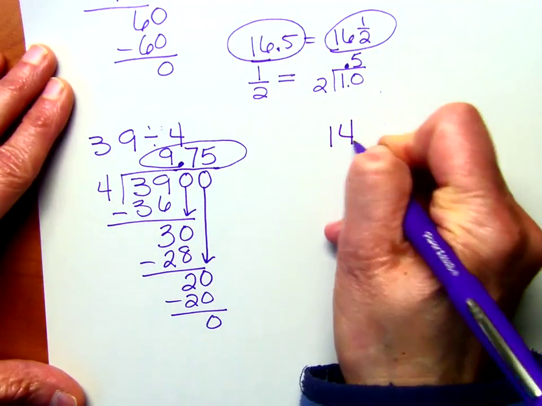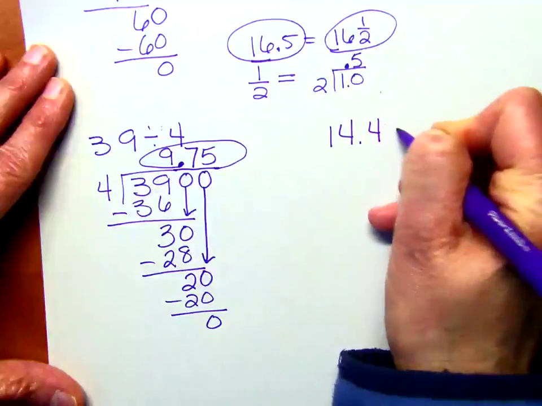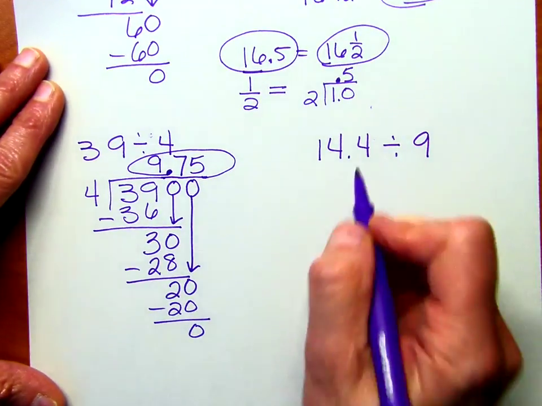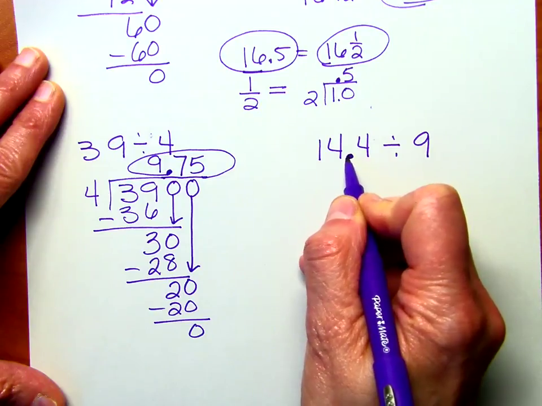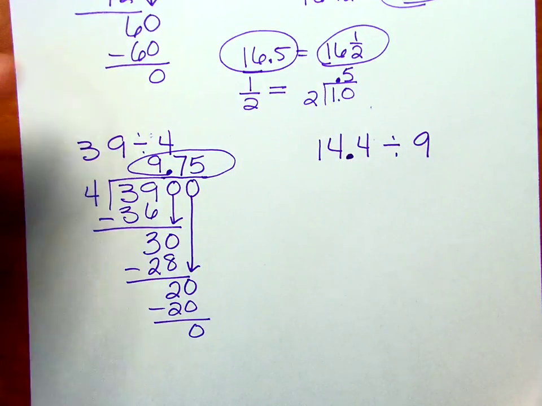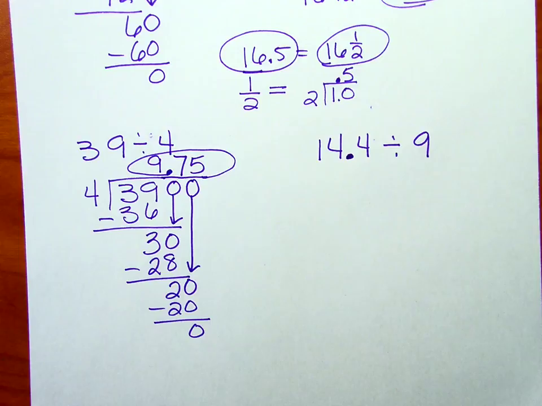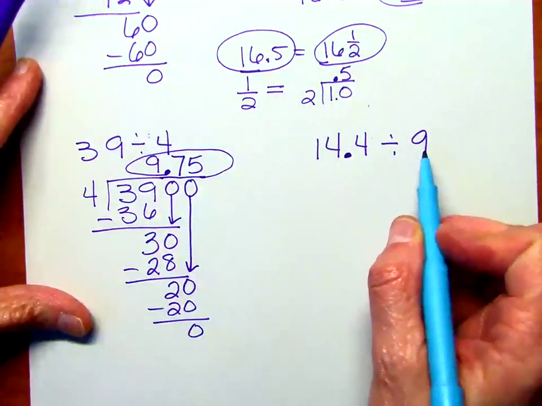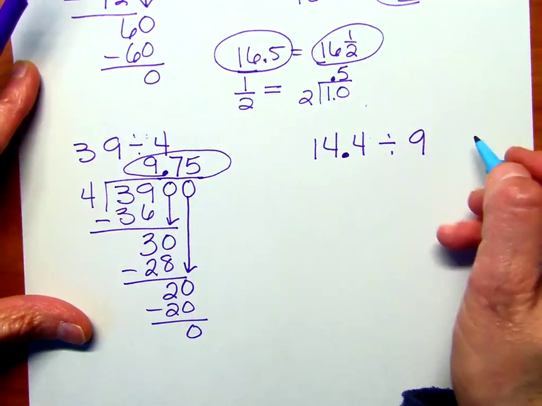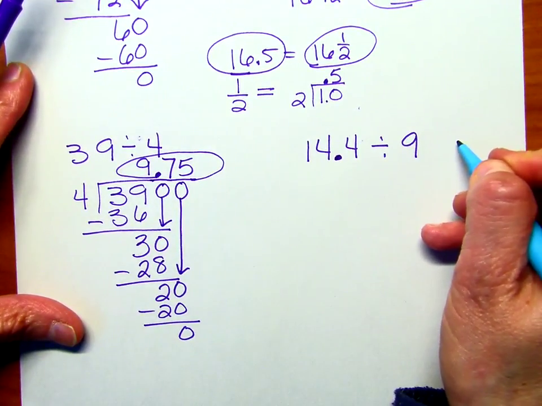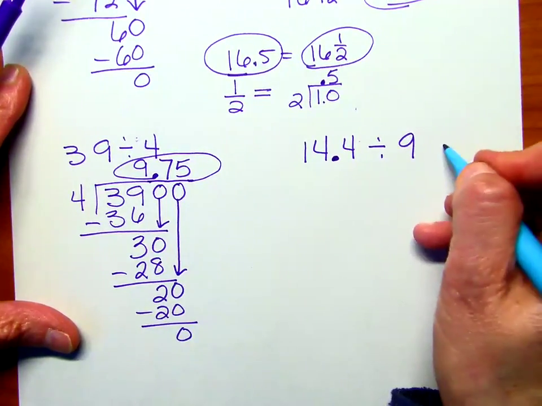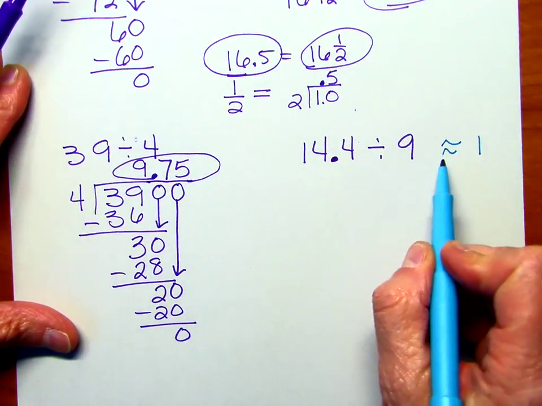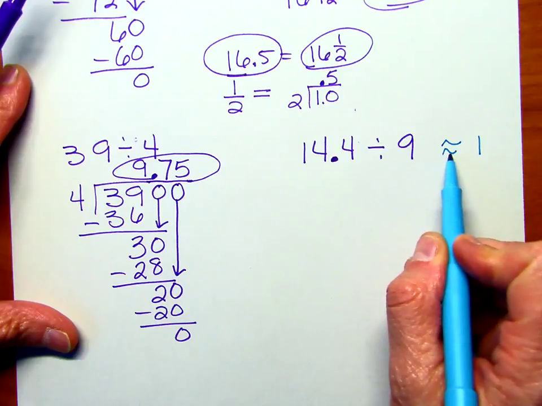What if we have 14 and 4/10 divided by 9? Notice that the dividend has a decimal in it. If I were to do a little estimating first before I did the actual math, I can guess that 9 goes into 14 at least one whole time, maybe a little bit more. So I could write it out like that. These wavy lines here mean approximately.